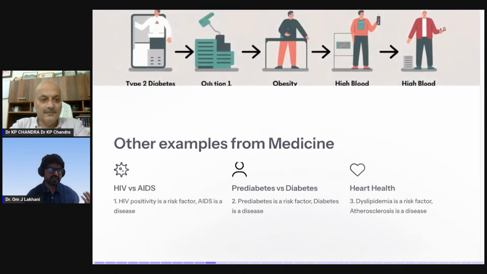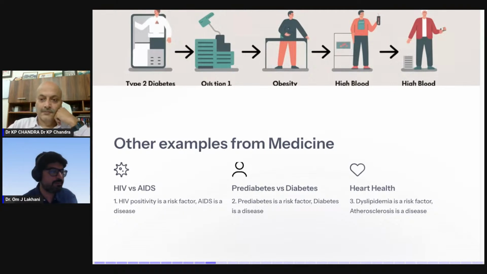So I'll tell you some other examples. HIV and AIDS, right? Somebody is HIV positive, so it's a risk factor, but having AIDS itself is a disease. Somebody is HIV positive but otherwise okay, he or she is likely to develop full-blown AIDS in future, but right now they're HIV positive, so it's a risk.